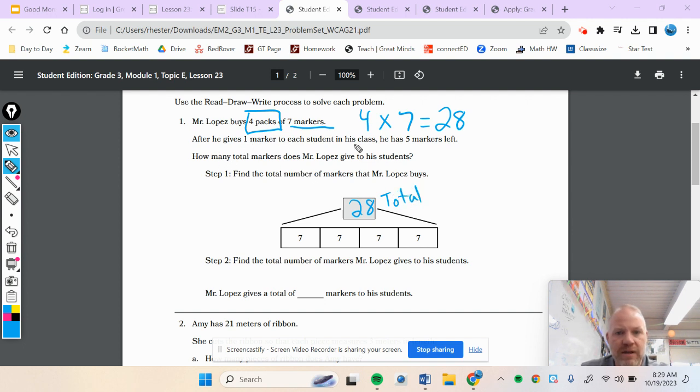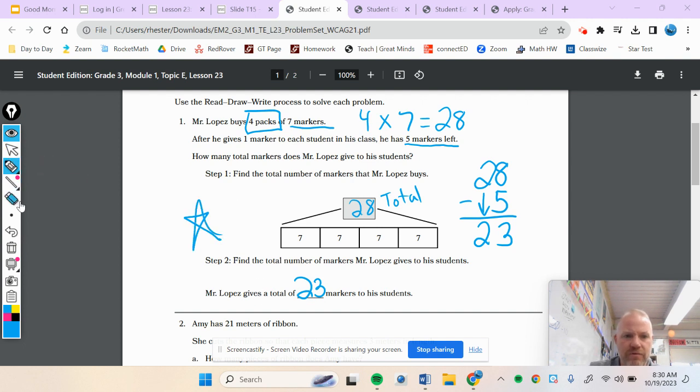After he gives 1 marker to each student in his class, he has 5 markers left. Okay, so he gives each student 1 marker. So think of my highlighter box. I give out all of my highlighters, and then I have 5 left. So how many total did he give away? If he has 28 and he gives them all away, and he has 5 left, how many did he give away? So 28 minus 5, 8 minus 5 is 3. The 2 comes straight down, and we end up with 23 markers were given to his students. Hopefully you got that right. If you did, give yourself a little star.